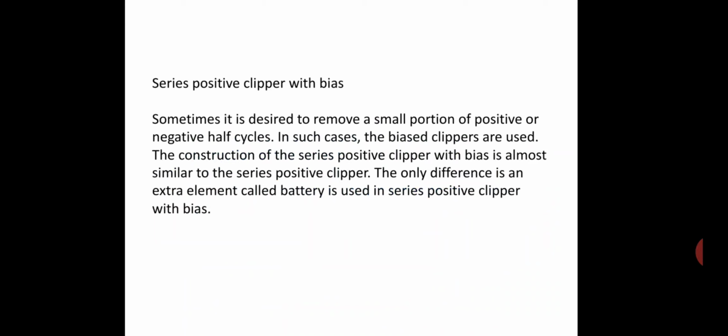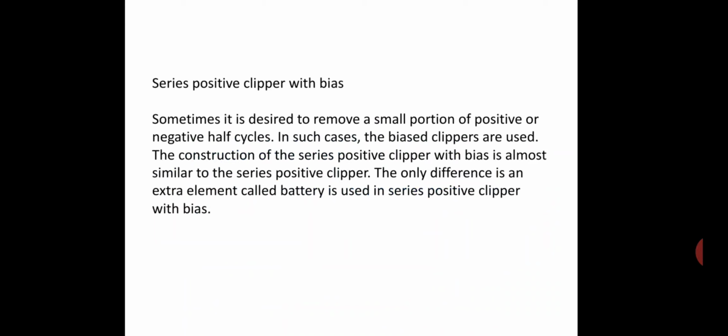Series positive clipper with bias. What is bias? In a series positive clipper, the diode is in series. The circuit gives the negative portion and cuts the positive portion, but here we use a battery with the diode, so it is called with bias. The diode is in series, and the battery is connected with the diode. Sometimes it is desired to remove a small portion of the positive or negative half cycle. In such a case, the biased clipper is used.